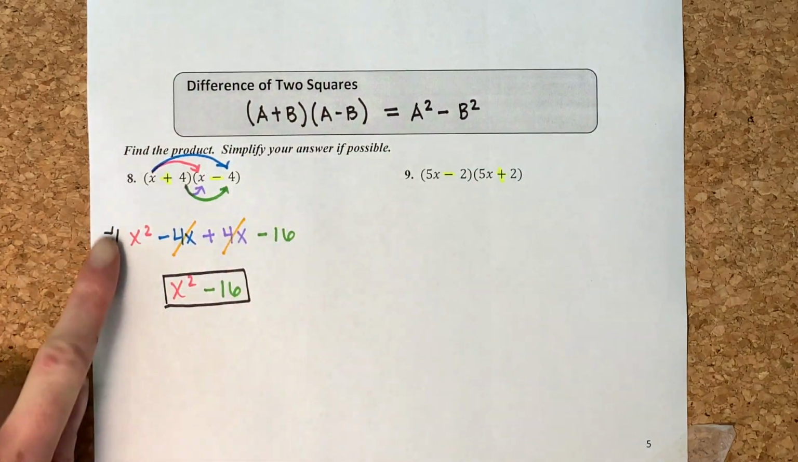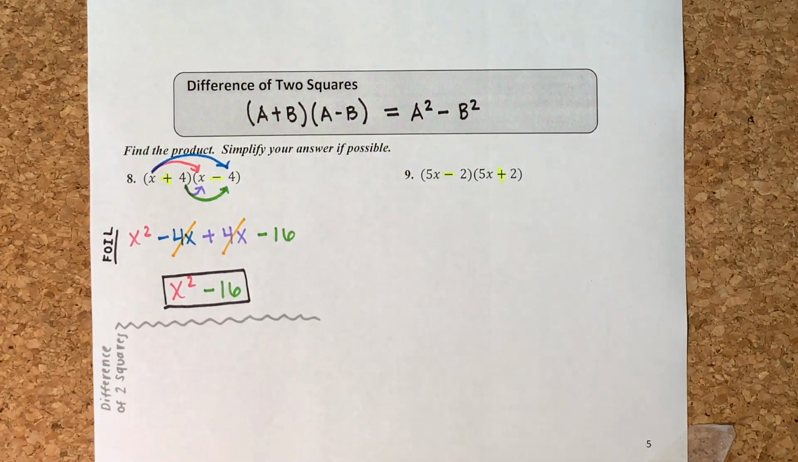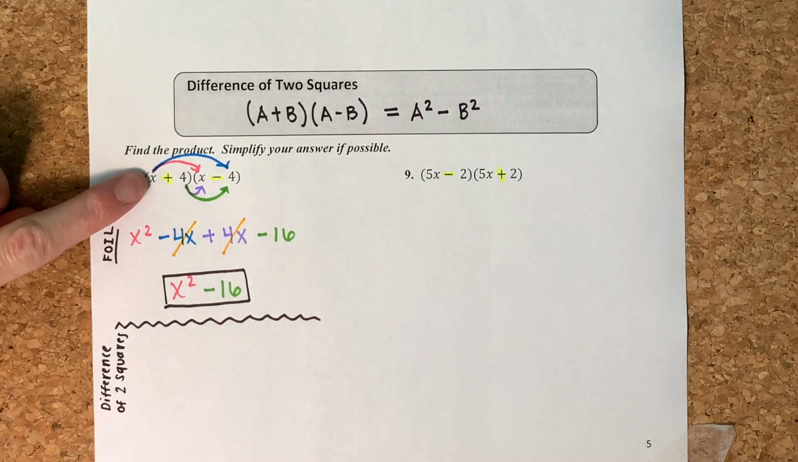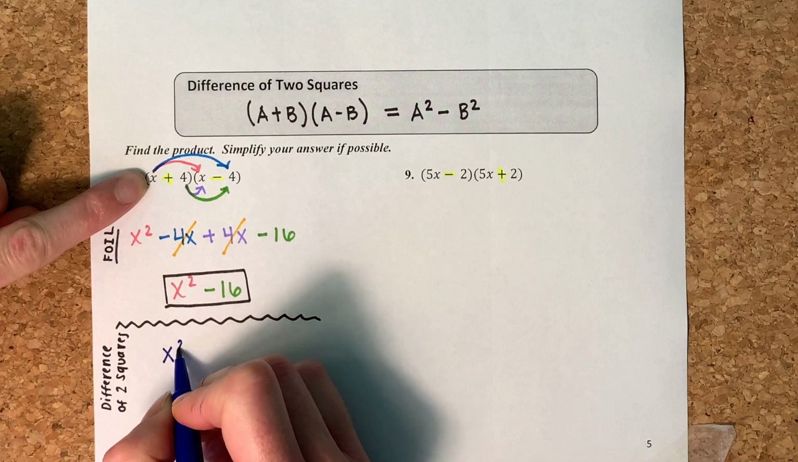Let's try using the difference of two squares formula to solve this problem here. So if we use the difference of two squares formula, that formula tells us just take this first quantity and square it. That gives us x squared.